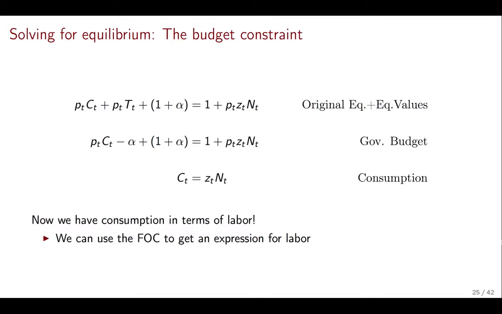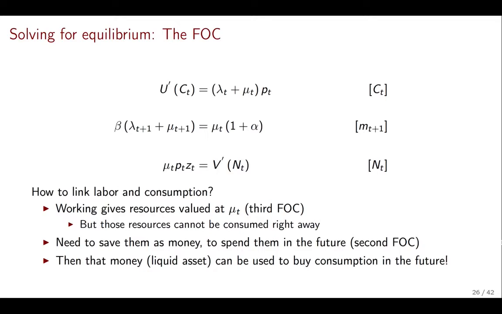Now, we can use the first order conditions to get an expression for labor. How are we going to do that? Let's focus on these three conditions because they actually tell a story about what the agents have to do in the model. And this is how we can use the math to better understand what's actually happening. We have the first order condition for consumption, for money, and for labor. How are these three linked?